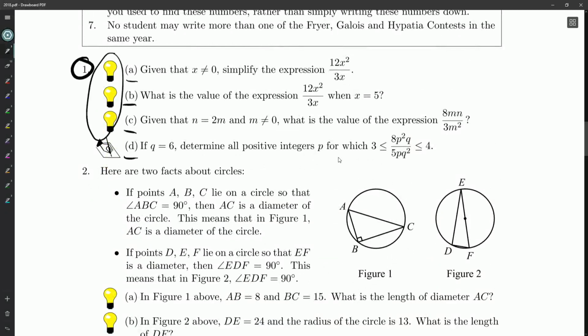There are 3 light bulb parts, which just require the final answer, and then a written style question where we do have to justify everything, explain what we're talking about, ideally using complete sentences, that sort of a thing. But what have we got for 1a? Given that x isn't equal to 0, simplify the expression 12x squared over 3x. Okay, they just need the final answer, but we can show our work for part marks in case we do screw up. A light bulb question, usually worth 2, maybe 3 marks.